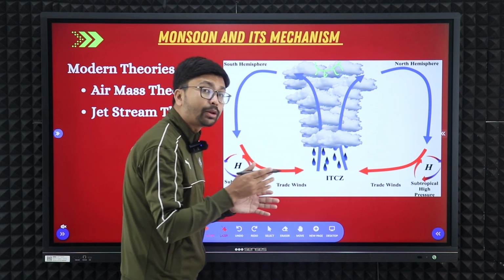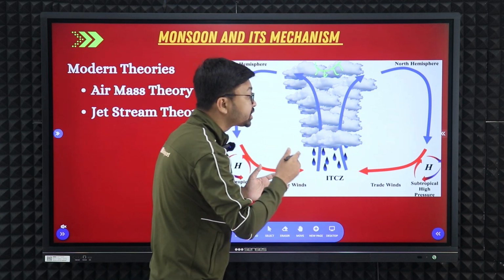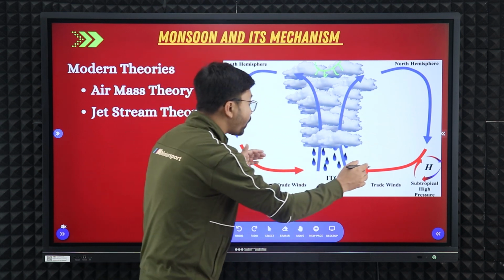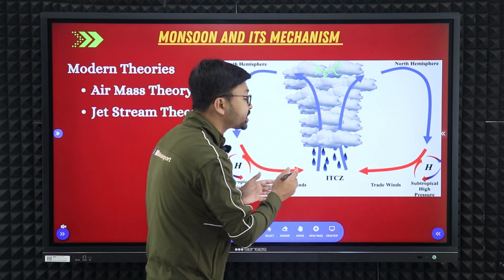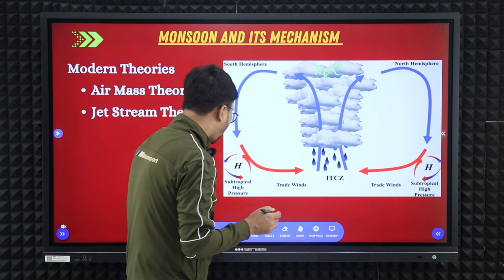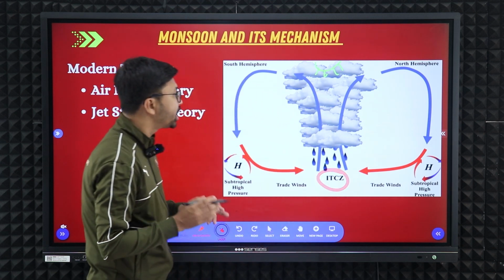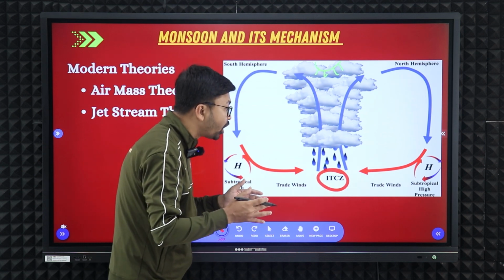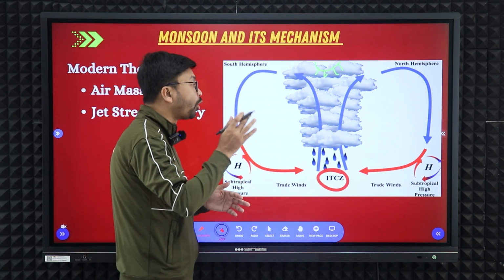When the equatorial area has low pressure, wind comes from the surrounding subtropical high pressure belts towards the equator. The place where they collide is called the intertropical convergence zone. This one is called the intertropical convergence zone. Once the wind comes here, it warms up and goes up, right?